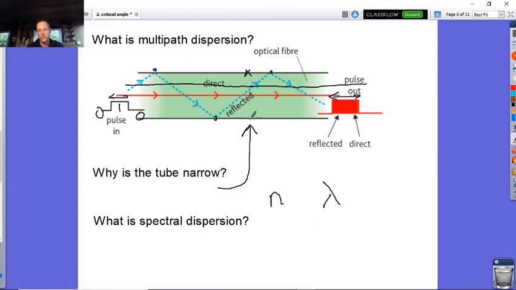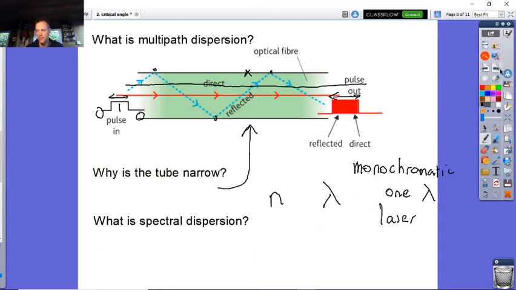Therefore, in digital technology we use something which we'll mention a lot in the future, called monochromatic light. What I mean by monochromatic is that it only has one wavelength. A lot of the time in digital technology we actually use a laser. A laser uses light which is monochromatic, has one wavelength, whether red, blue, or green. And therefore, that avoids the problem with spectral dispersion.